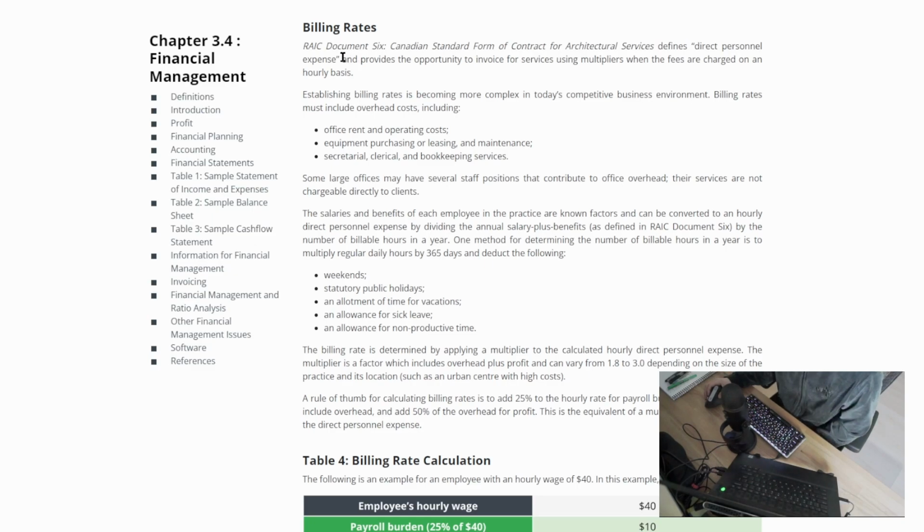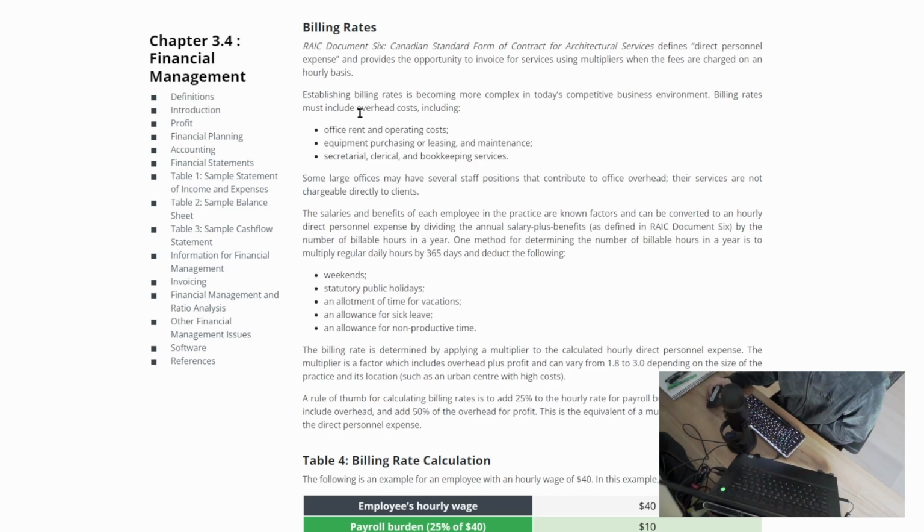Billing rate. RAC Doc 6 defines direct personal expense and provides the opportunity to invoice for services using multipliers when the fees are charged on an hourly basis. Establishing billing rates is becoming more complex in today's competitive business environment.